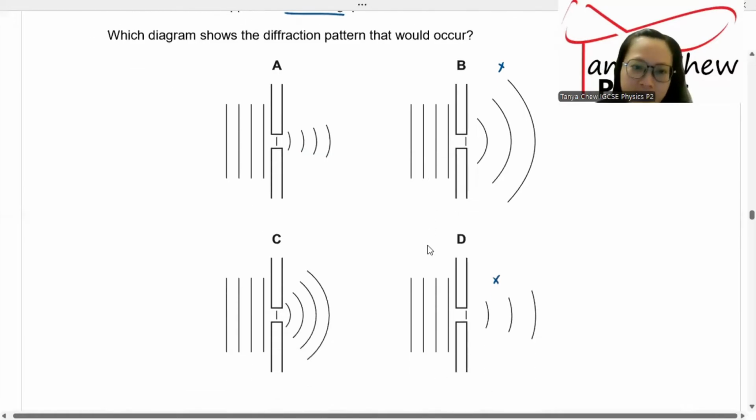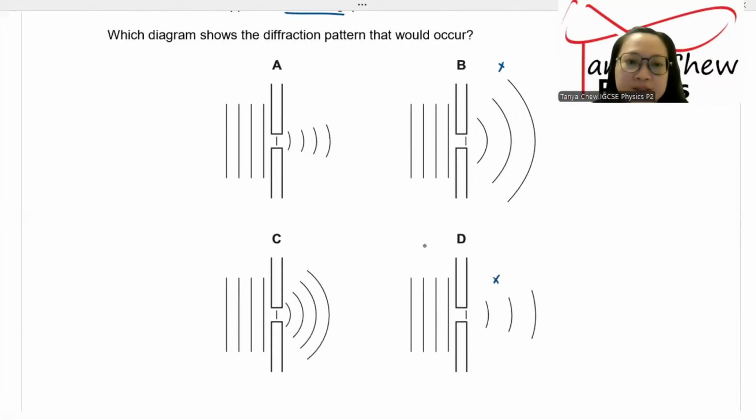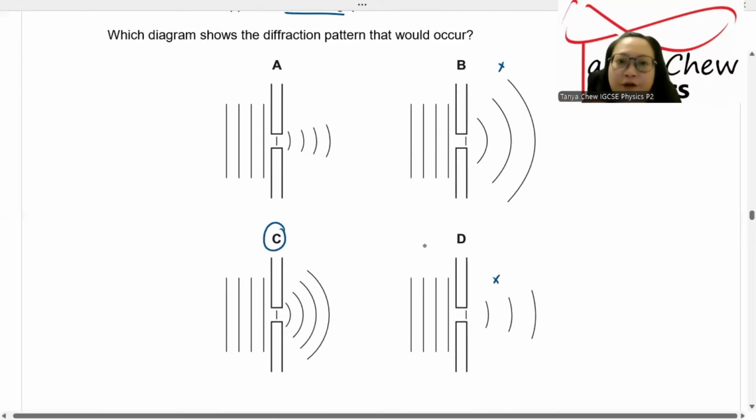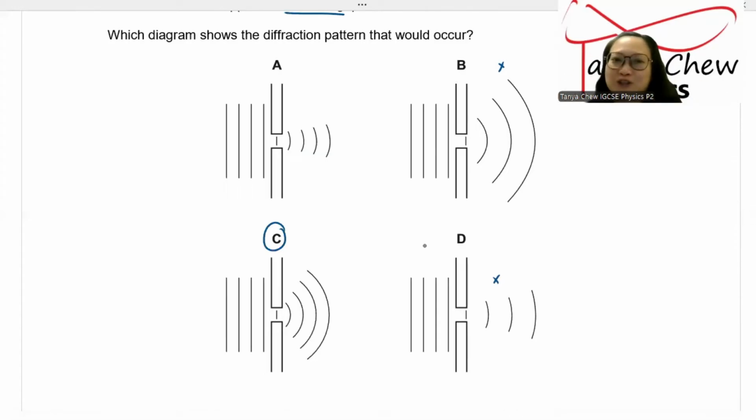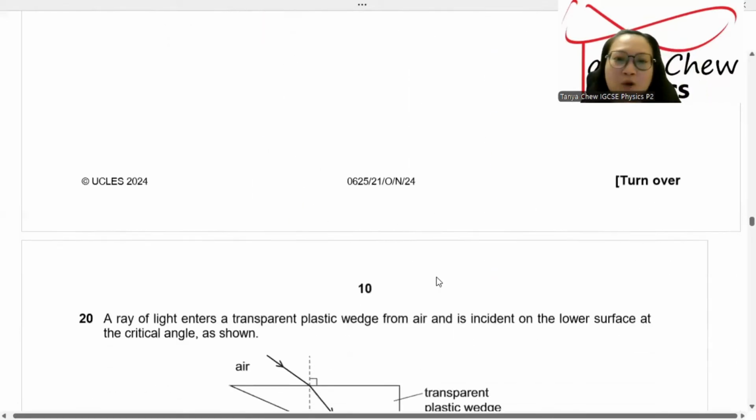So what about A and C? C seems to be more accurate because diffraction means spreading of the wave. Waves have to spread out in all directions after passing through that small gap. C is the answer.